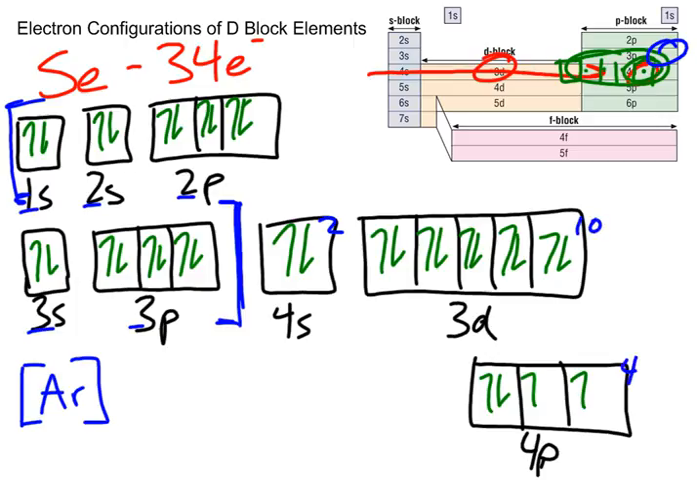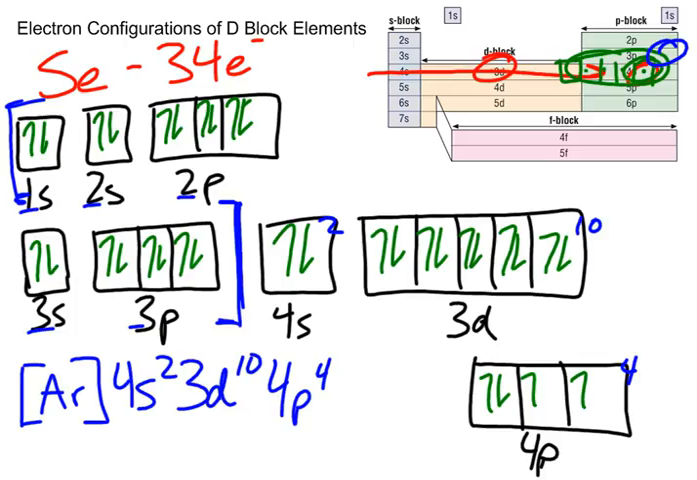So that would be 4s2, 3d10, and then 4p4. Okay? So that would be the abbreviated. Obviously, if I did want to do the long one, I'm not going to write it out, but it would be 1s2, 2s2, 2p6, 3s2, 3p6, 4s2, 3d10, and 4p4. Okay? If you guys have any questions, allow me to ask.